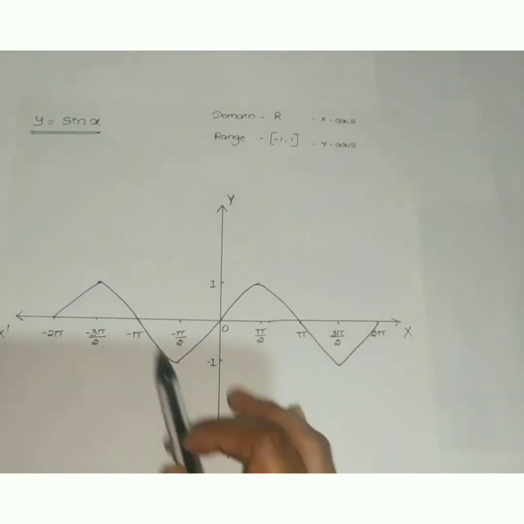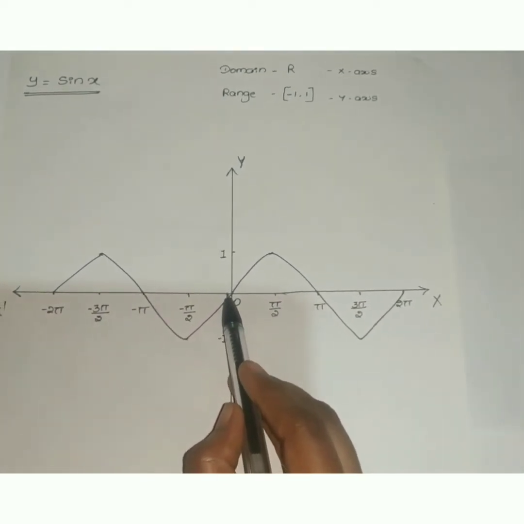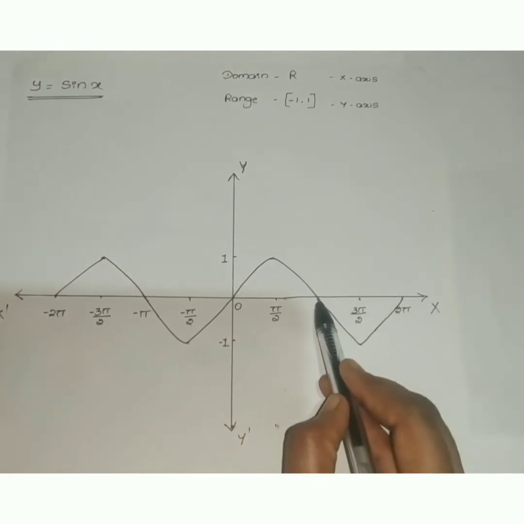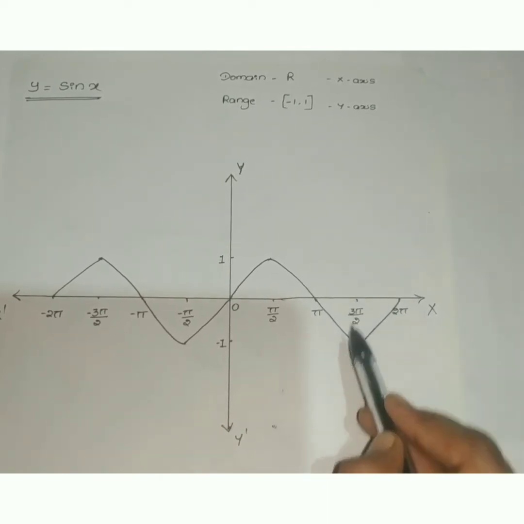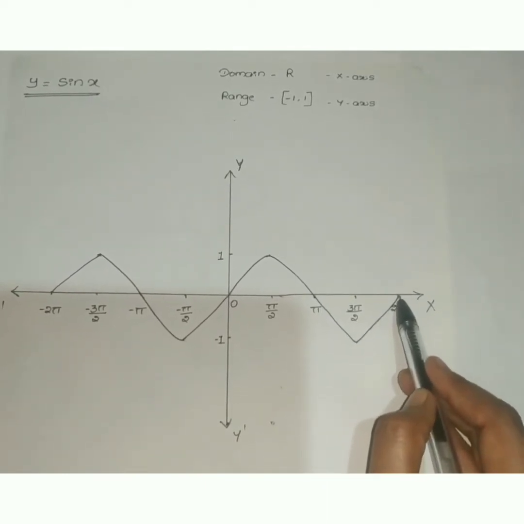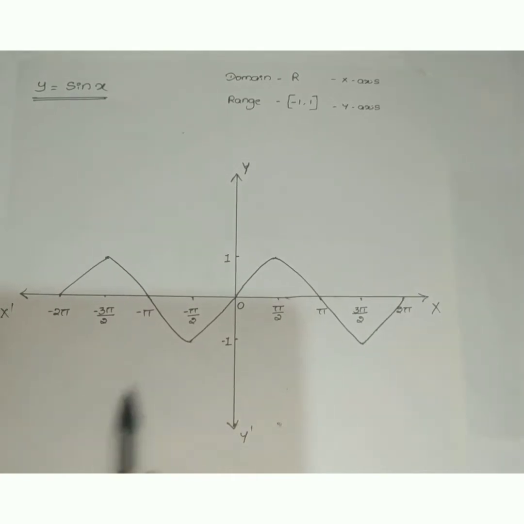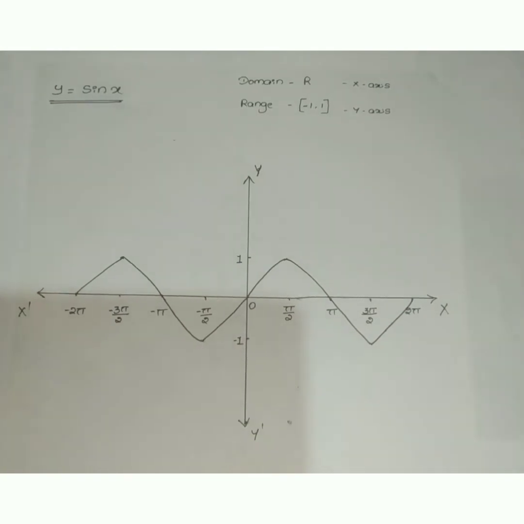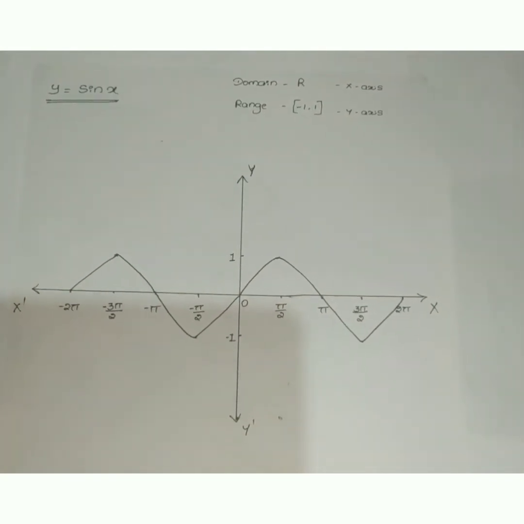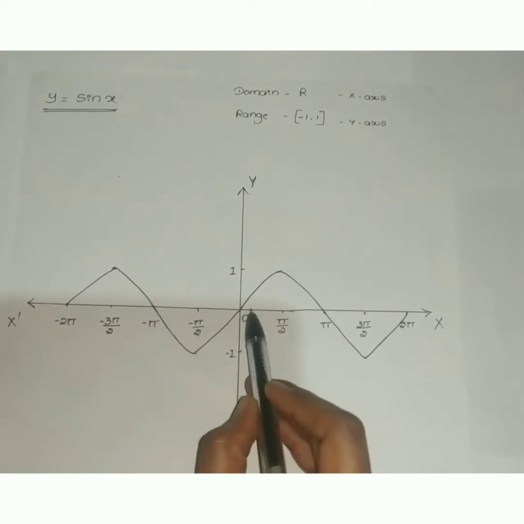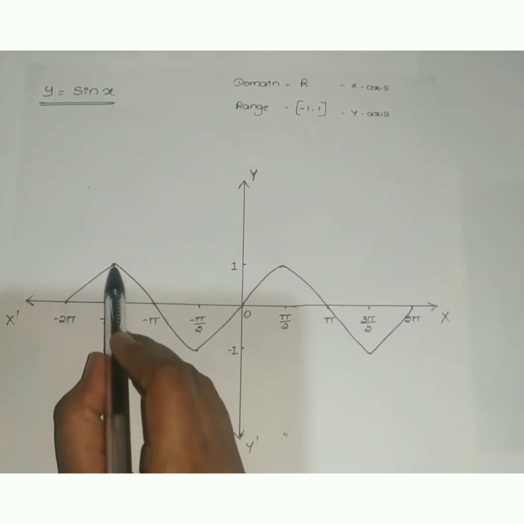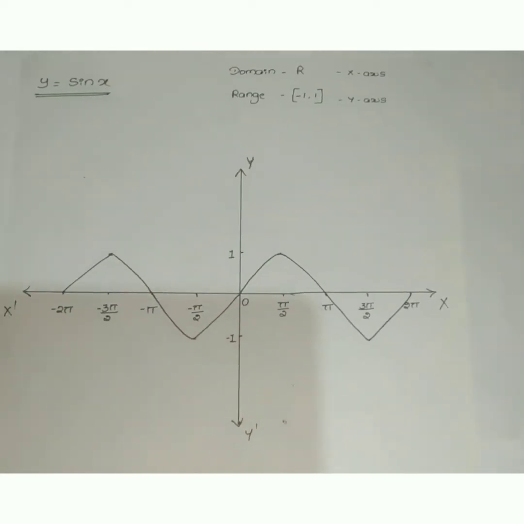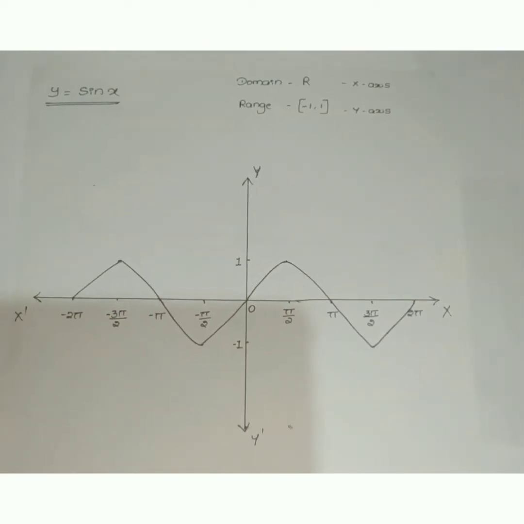Using the sine angle, sine 0 value is 0, sine pi by 2, that is sine 90 degrees, value is 1, sine pi value is 0, sine 3 pi by 2 value is -1, sine 2 pi value is also 0, and sine minus pi by 2 value is -1, sine minus pi value is 0, sine minus 3 pi by 2 value is 1, and sine minus 2 pi value is 0. This is the graphical representation of the sine function.